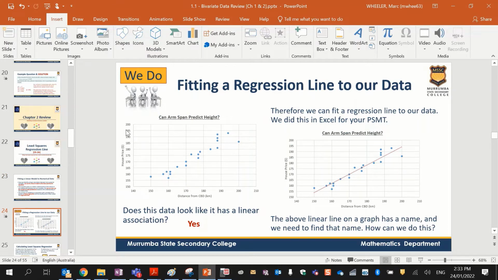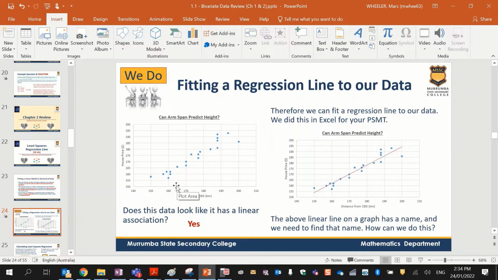Here we have a graph in Excel, a scatter plot. Actually that's wrong. The scatter plot should say, does distance from the CBD impact house price? Okay, and so when we look at this example, this is like what you did in your assignment.